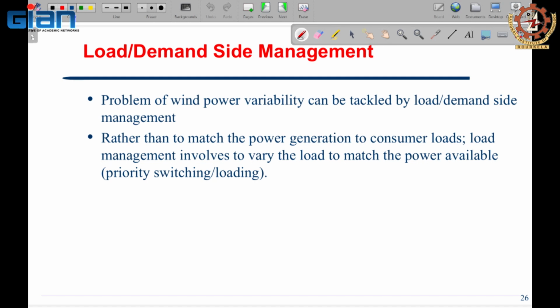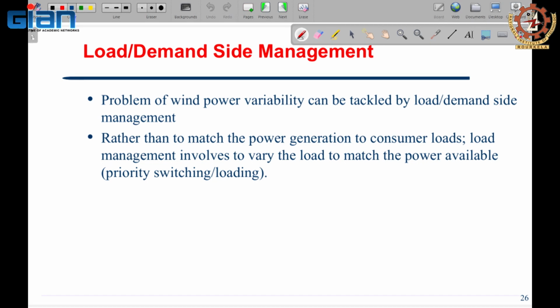Talking about managing the energy. You are managing the real power generation with respect to real power consumption, as we talked about the AGC, automatic generation control, or the load frequency control.